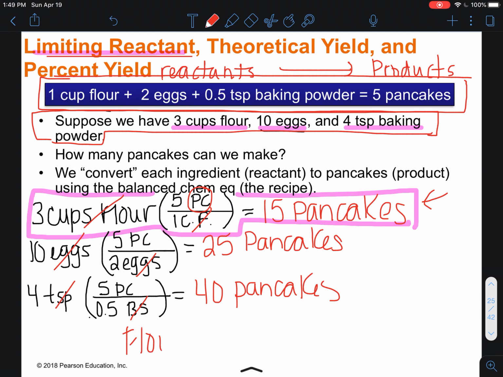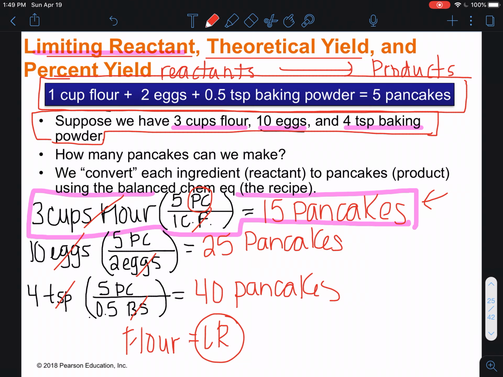Flour equals limiting reactant. So just to let you know, LR is going to be limiting reactant from here on out. Okay, so flour is the limiting reactant. All right, so let's take a look at what is theoretical yield.